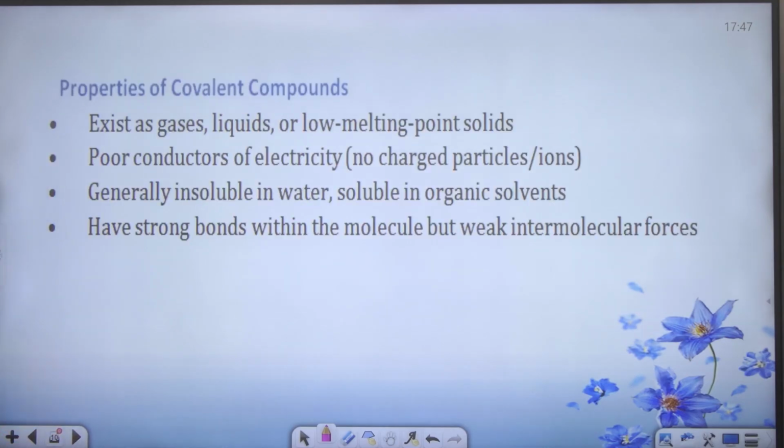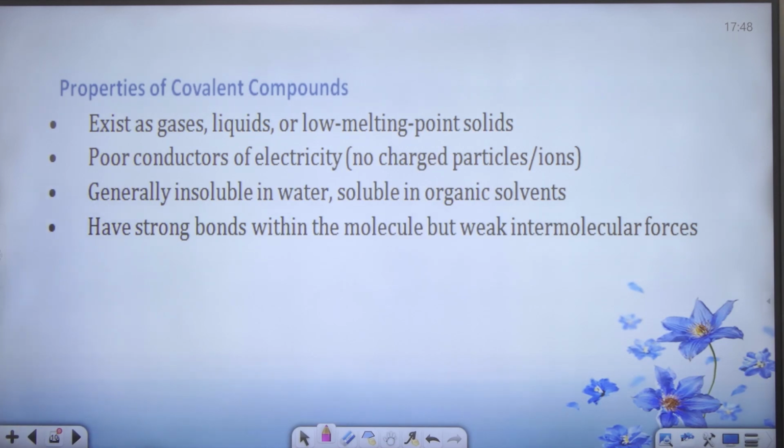Then next point, properties of covalent compounds. Covalent compounds exist as gases, liquids or low melting point solids.